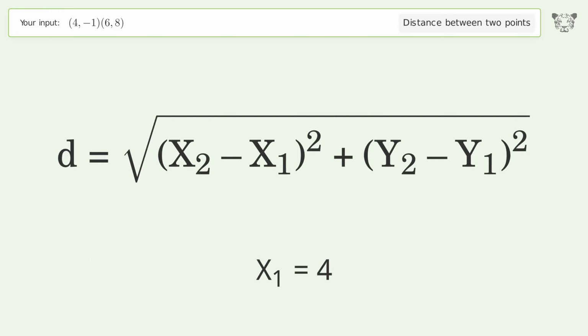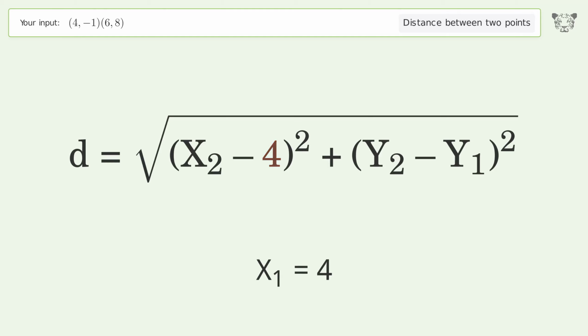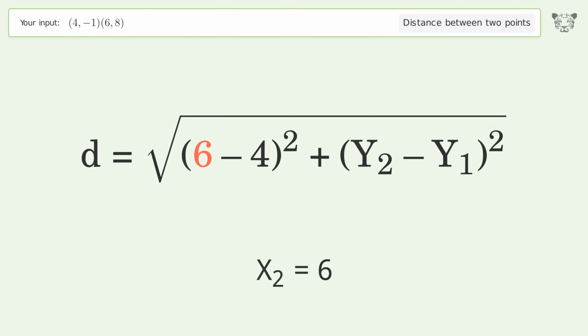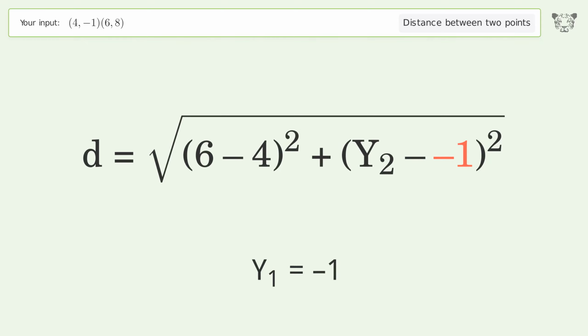x1 equals 4. x2 equals 6. y1 equals -1. y2 equals 8.